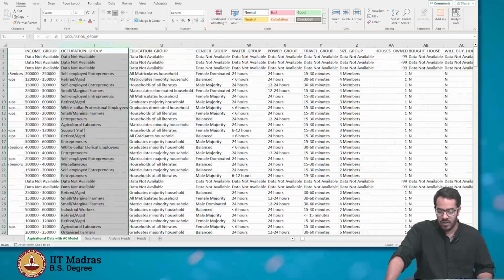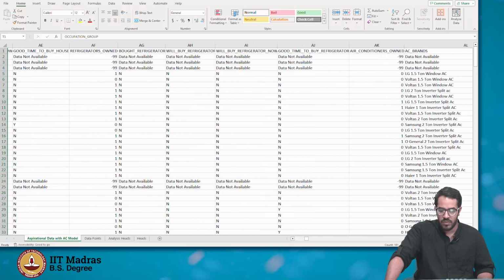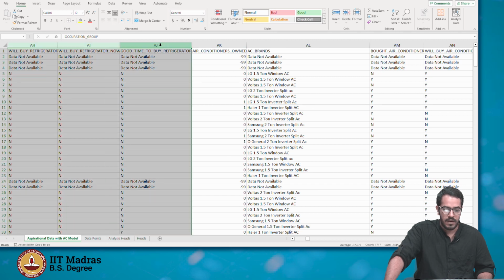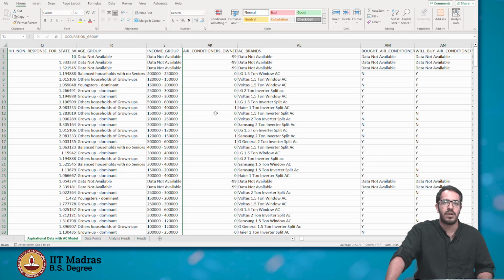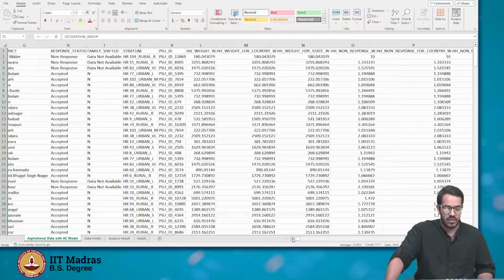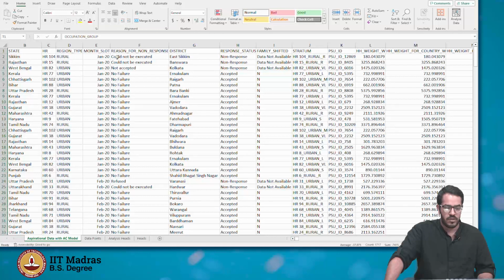So, I will select everything in between from the income column till the air conditioner column, and I will hide all of these because this is some data that we don't really require. Right now, we have with us here on the left of the income what state they come in, what is the weight of this entire thing. We don't really require all these data points at this point.